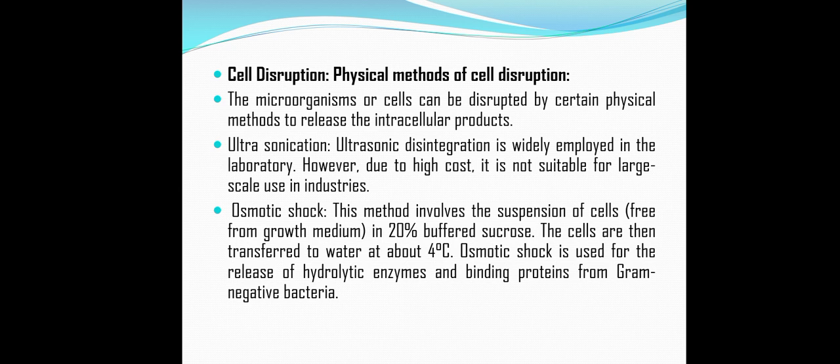So the cell biomass that we obtained from the cell harvesting process is kept in the 20% buffered sucrose solution. The cells are then transferred to water at about 4 degrees centigrade. This osmotic shock is utilized for the release of specifically hydrolytic enzymes and binding proteins from gram negative bacteria.